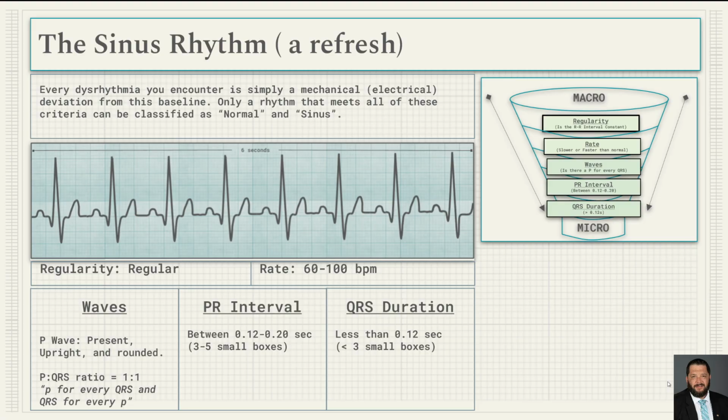All right, as a refresh for our normal sinus rhythm here. Our normal sinus rhythm has an intrinsic firing rate of 60 to 100, an upright P wave, a 1-to-1 P to QRS ratio, a narrow QRS complex, and overall regular.